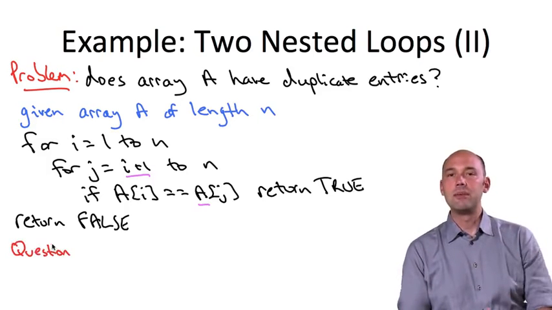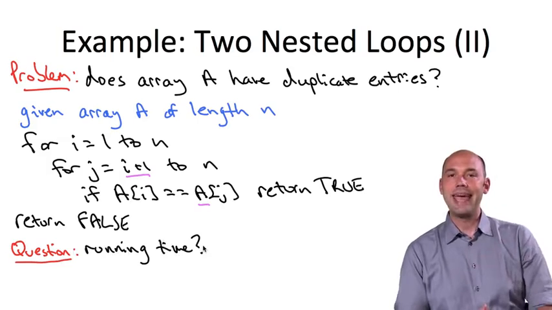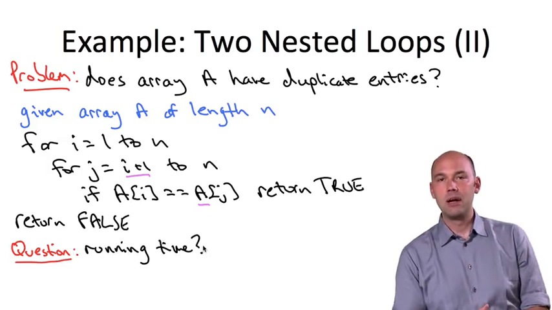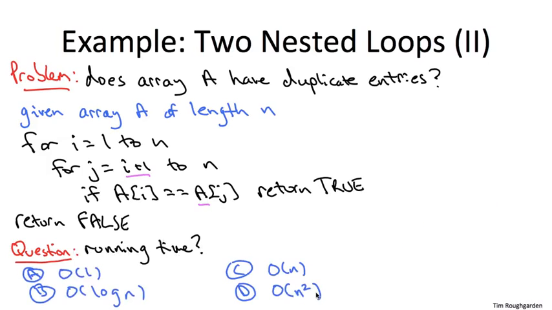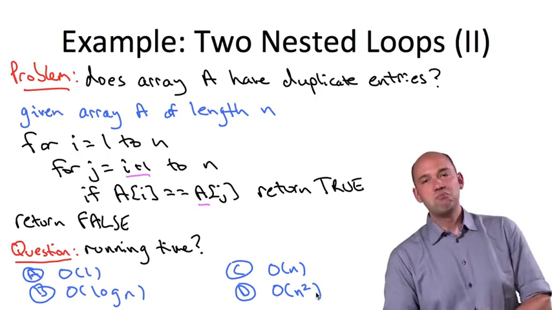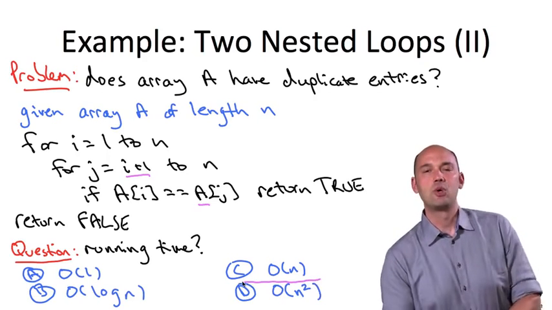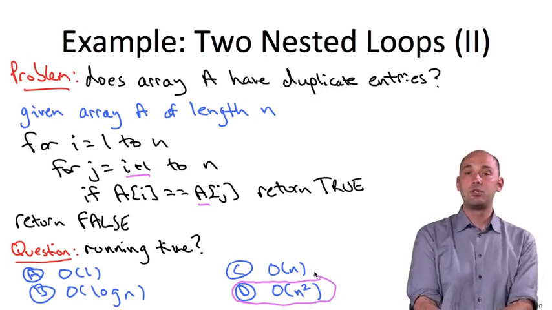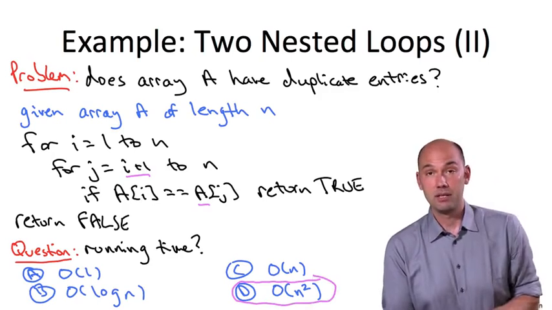The question is the same as it always is. What, in terms of big O notation and the input length n, is the running time of this piece of code? So the answer to this question, same as the last one, is big O of n squared. That is, this piece of code also has quadratic running time.